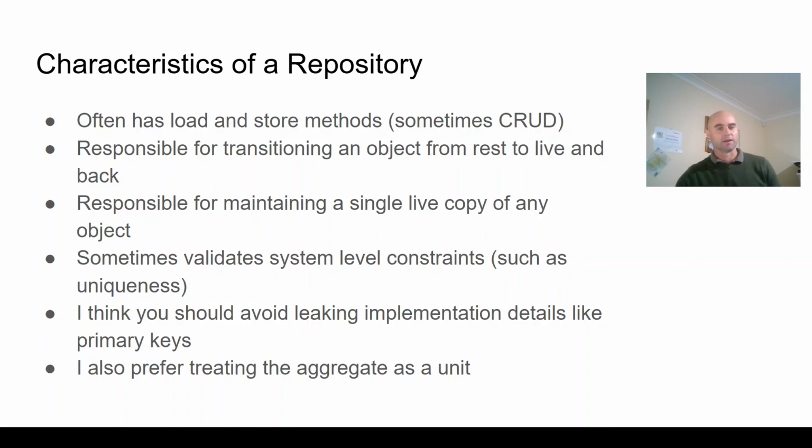Sometimes it will validate system level constraints, and an important one of those is that you would only have one of a particular unique constraint in a DB. So if something has to be unique, and often the identifier that they use for the object is that thing, well, you can't tell just by looking at the object whether it's the unique one.